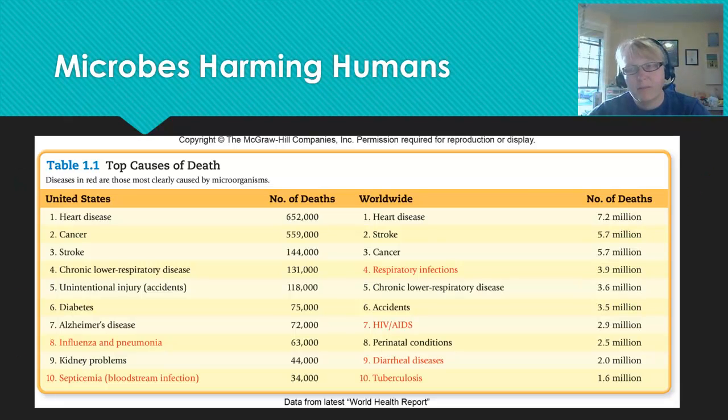So now let's talk about microbes harming humans. This is why you're all here. All of you guys, future health professionals of America, need to understand the role that microbes play in human health. And as you can see here, within the United States, 2 of the leading causes of death are microbe related, and then worldwide 4 are. So it's really important that as healthcare professionals you understand what the risks are, how we prevent infection, how we treat infections, how we diagnose infections. And we're going to spend an entire unit focusing on this material.